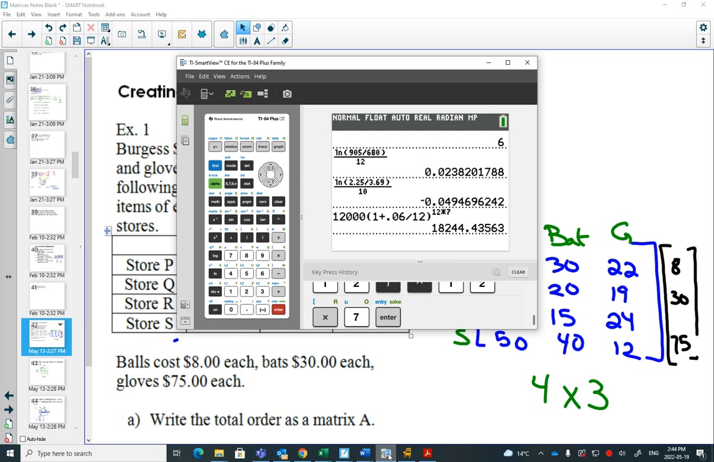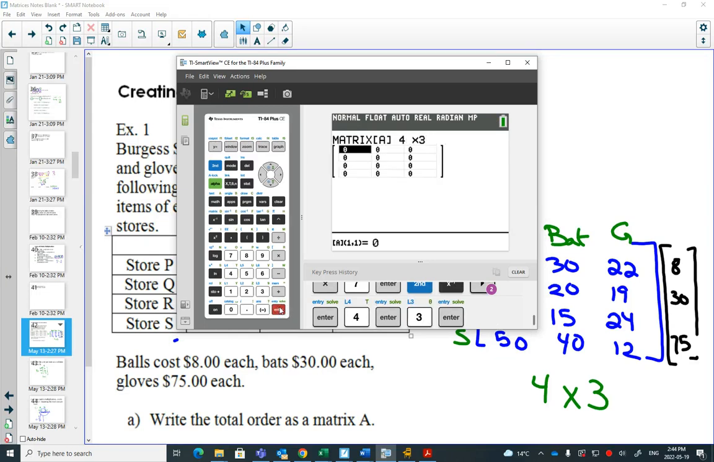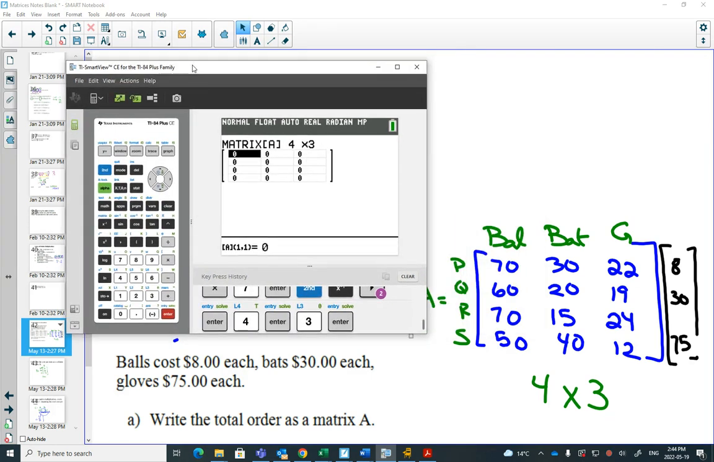So on your calculator, okay, we're going to go to the matrix button, which is right here. You go to matrix. We're going to edit one of these. We're going to edit matrix A. It was a 4 by 3. It automatically puts that in. I'm going to slide this over so I can see the numbers.